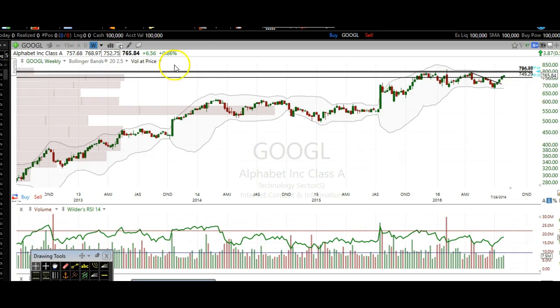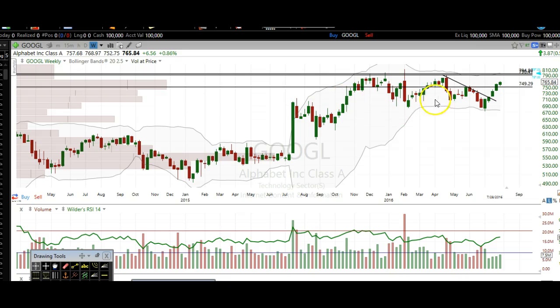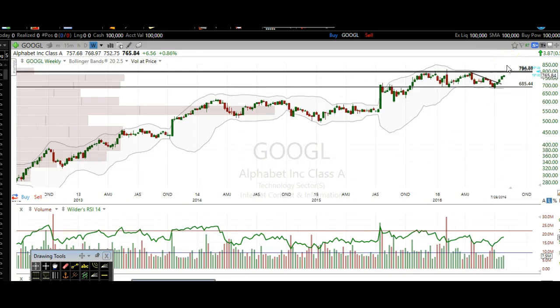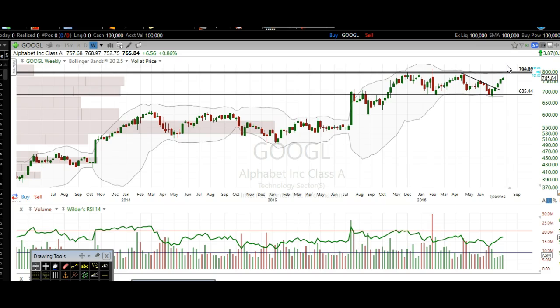You can see it a little bit better on the weekly chart. You can see that we've just been trading in a box here between these levels, between about 685 and about 795 right here. So if we trade outside of that box, that's going to be very bullish for Google, and I expect it to be heading higher in the long term based off of the breakout side of that box.